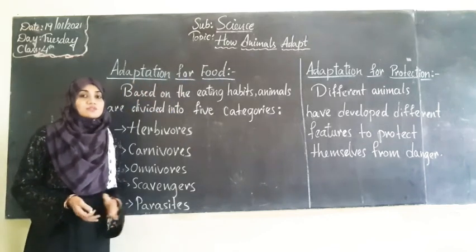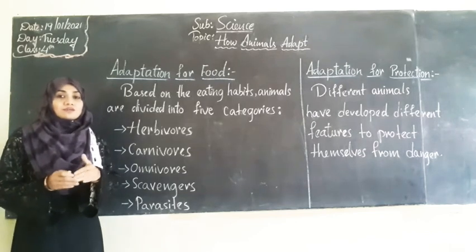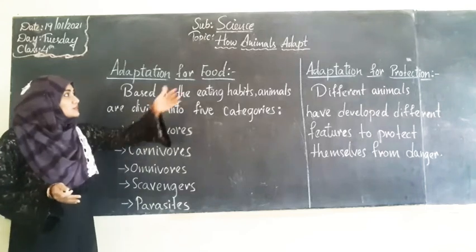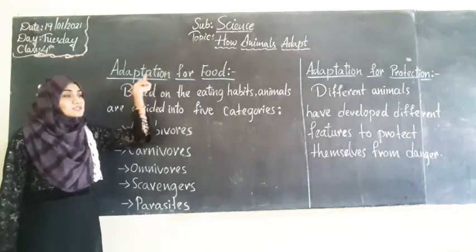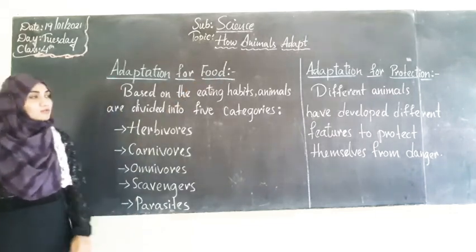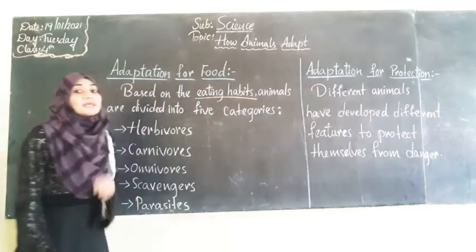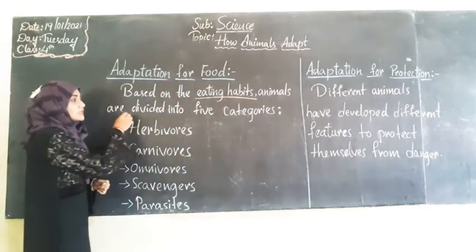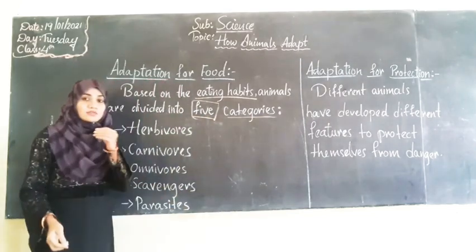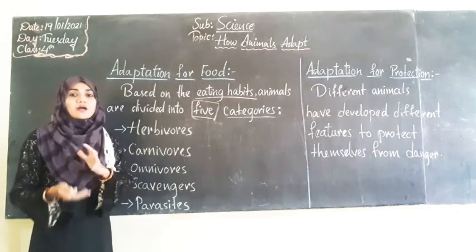So in this class we will study the variety of animals, which will be divided based on their food also. The animals get adapted into different categories based on the food. Based on the eating habits of animals, animals have been divided into 5 categories. Different animals feed on different types of food.